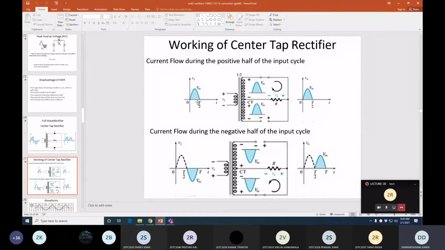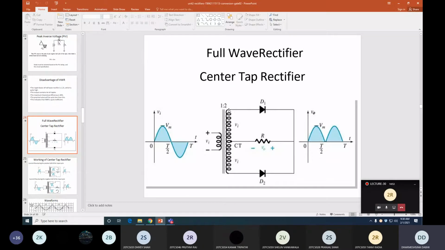Clear? So in the first positive cycle, the polarity at the supply side is upper terminal positive, lower negative. The same here on the secondary side: upper terminal positive, lower negative. With this polarity, you can see that the positive is connected with the anode of your diode. If you see the circuit diagram here, this is positive, so this is connected with the anode of your diode, and the negative is connected with the cathode of the diode. So your diode D1 will start conducting.